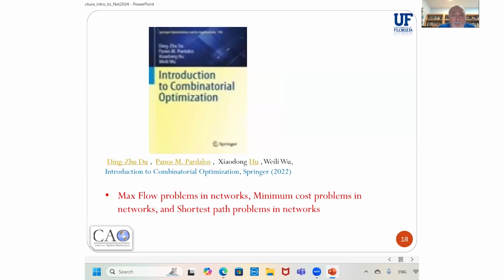And so recently we published the book, Introduction to Combinatorial Optimization. In this book, we discuss many of the fundamental problems: maximum flow problems in networks, minimum cost problems and the shortest path problem, because all of us know that these three are equivalent. If you solve one efficiently, then you solve the other efficiently. By the way, this book has been translated into some languages. It can be used as a textbook, but it's a modern book that covers many of the modern applications.